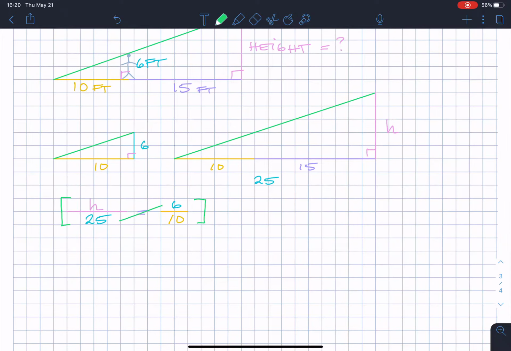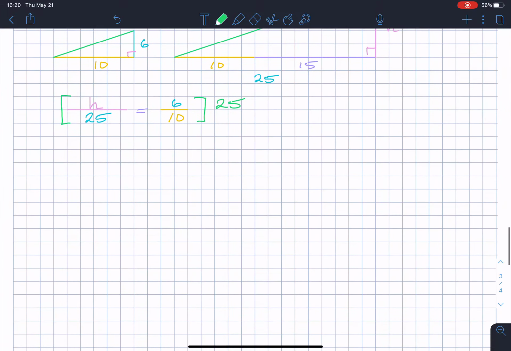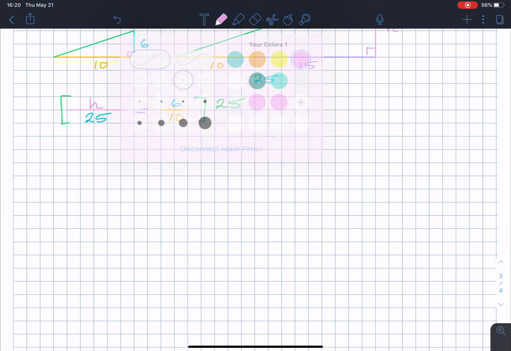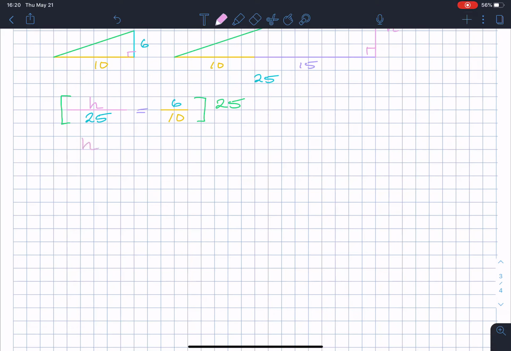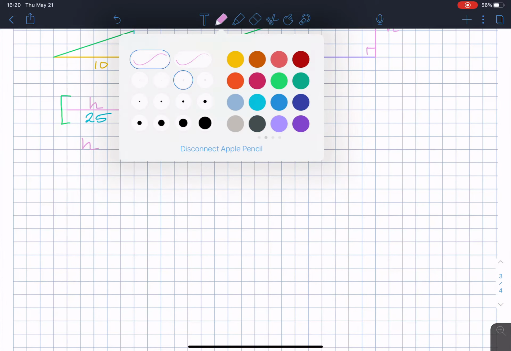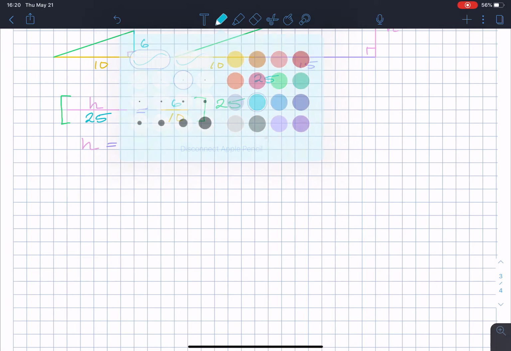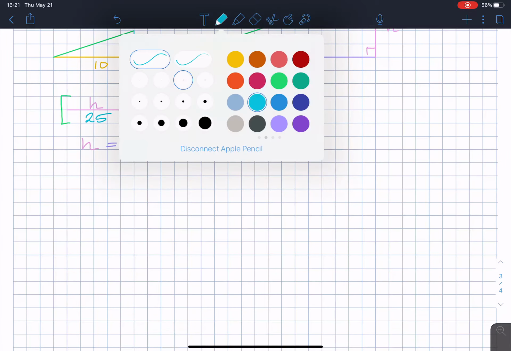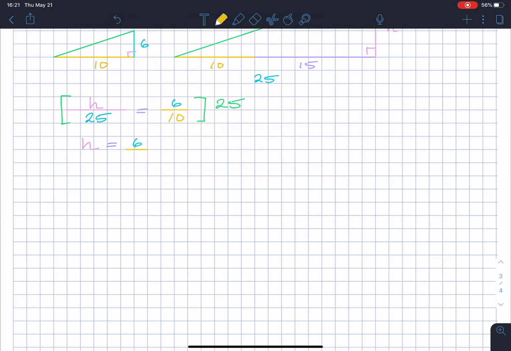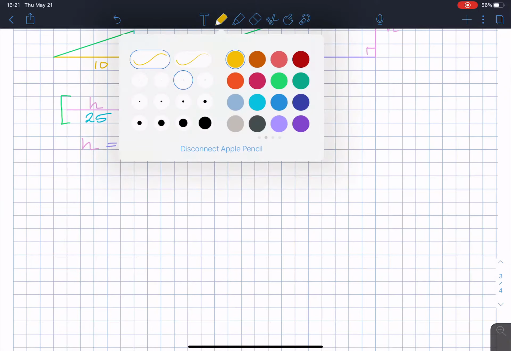So I can cross multiply the 25 over there. So multiply both sides by 25. And what that gives me is that the height h is going to be 6 divided by 10 times 25.